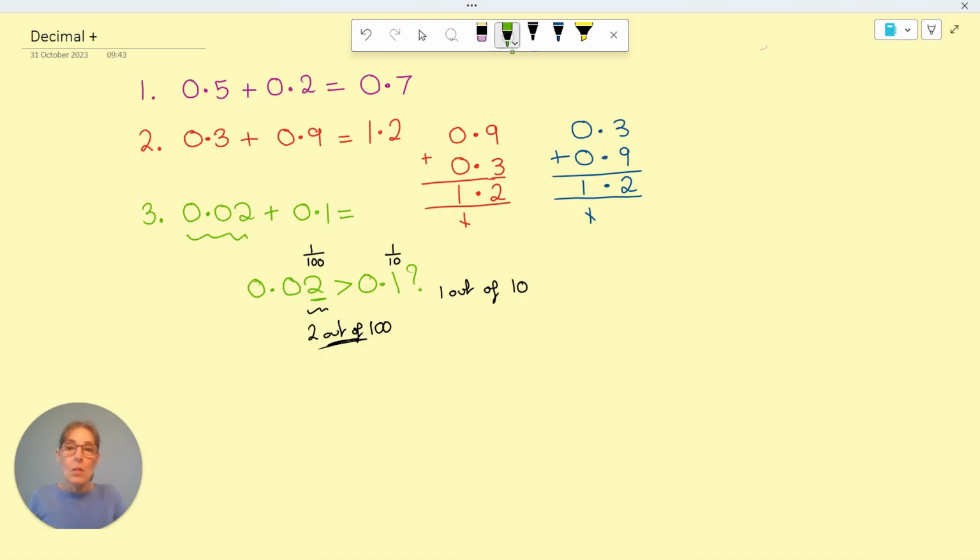So let's do, so I'd say change it round. So 0.02 is less than 0.1. But let's add them together. So 0.02 plus 0.1.